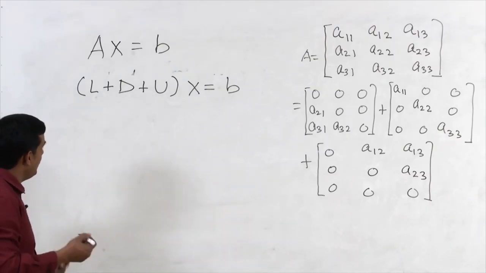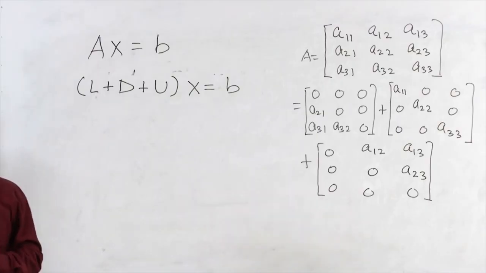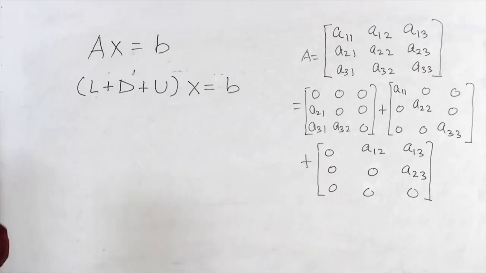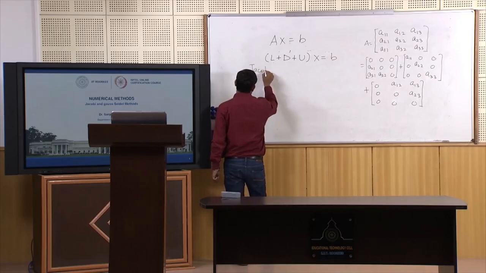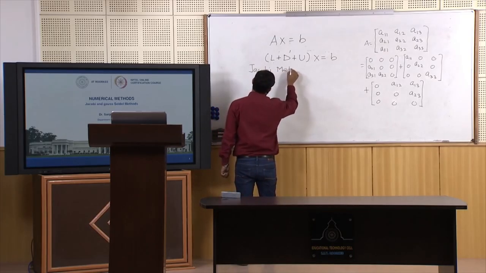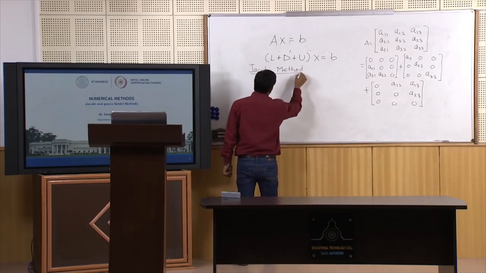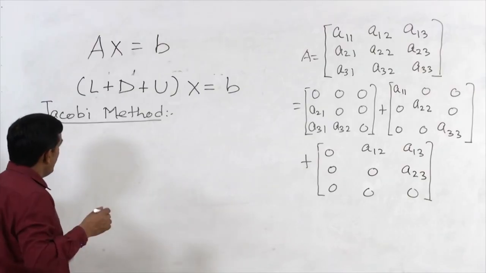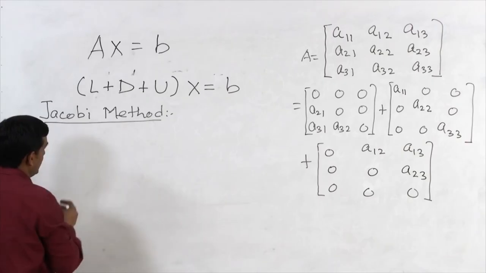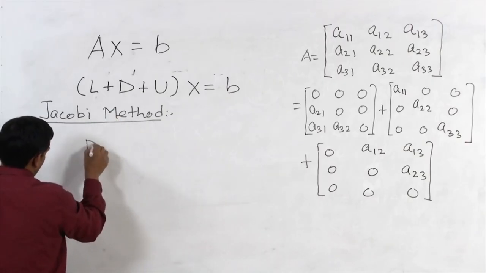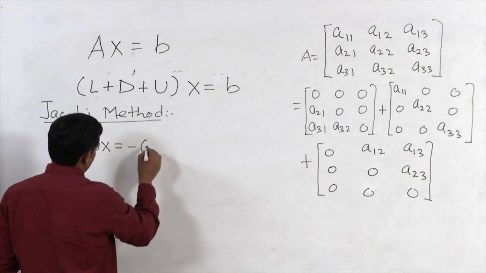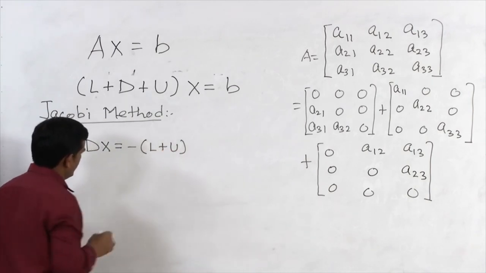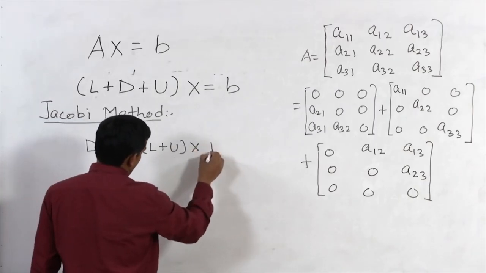Now, we have different schemes under the category of iterative methods. First of all, I want to introduce the simplest scheme, that is called the Jacobi method. In the Jacobi method, what we do is write this system as D x equals minus (L plus U) x plus b.